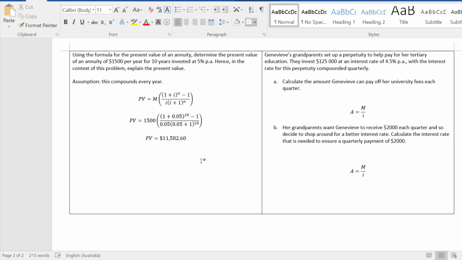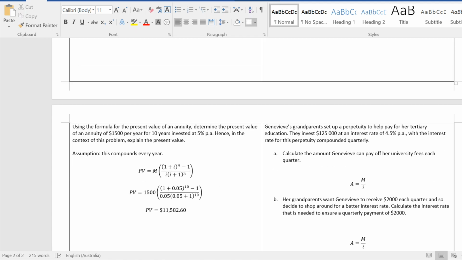So $11,582.60. We're going to multiply that by 1 plus our rate, which is 0.05, and that's to the power of 10. Okay, I end up with $18,866. If I go back now and check the future value of that annuity, they should all line up.